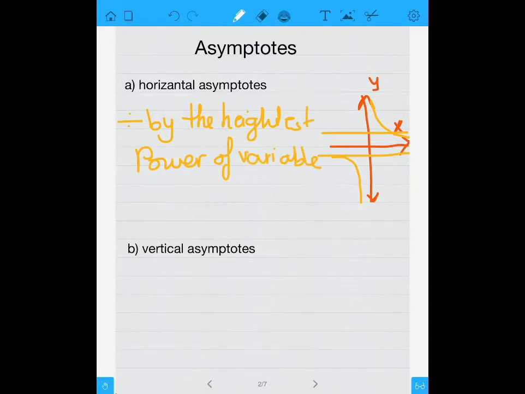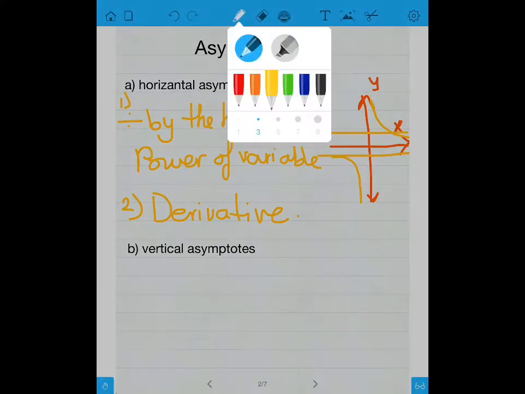This is one way, or we will use the second way, the derivative. This is how you find the horizontal asymptotes. We divide by the highest power, then we find the horizontal asymptote, or we take the derivative of the functions. Okay, that is the horizontal.